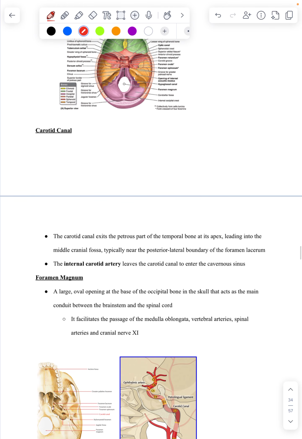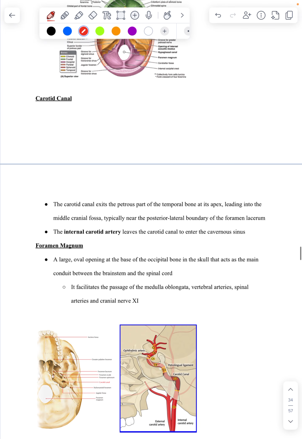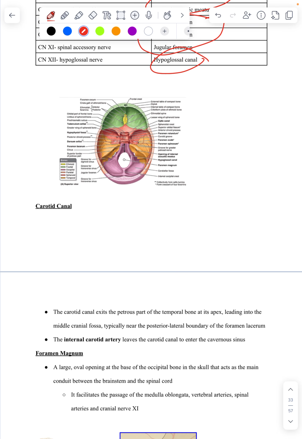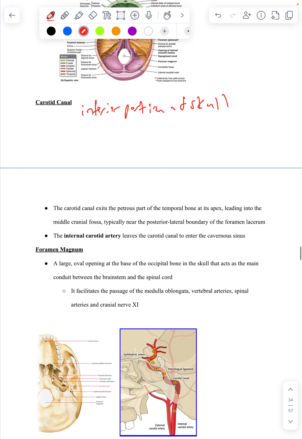Okay, now the carotid canal. You can only see the carotid canal on the bottom of the skull. It's in the lab stuff, but if they turn the skull around, you can see the carotid canal on the inferior or bottom portion of the skull. And we said this when we were talking about the common carotid artery, internal carotid, external carotid, but this is where the internal carotid goes through.